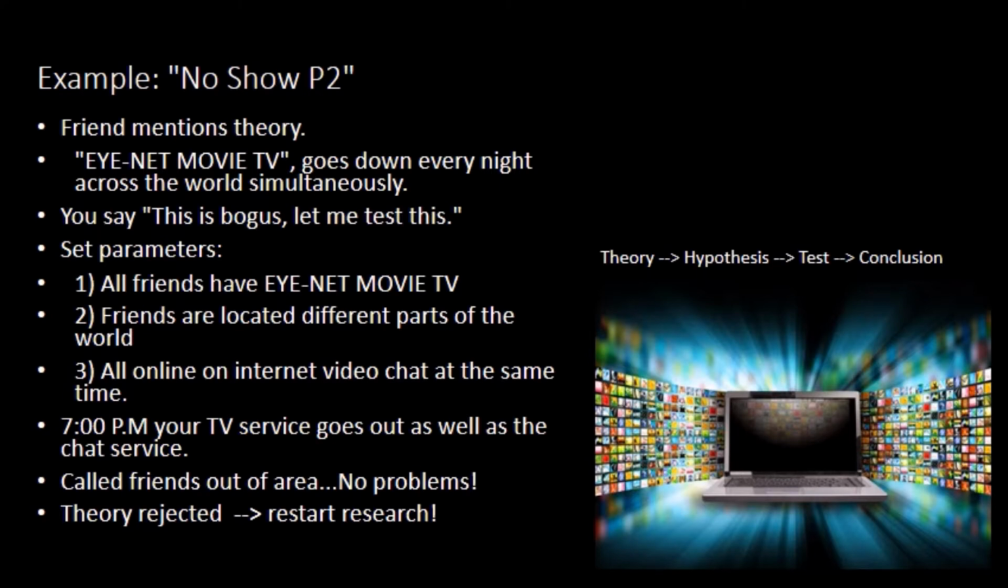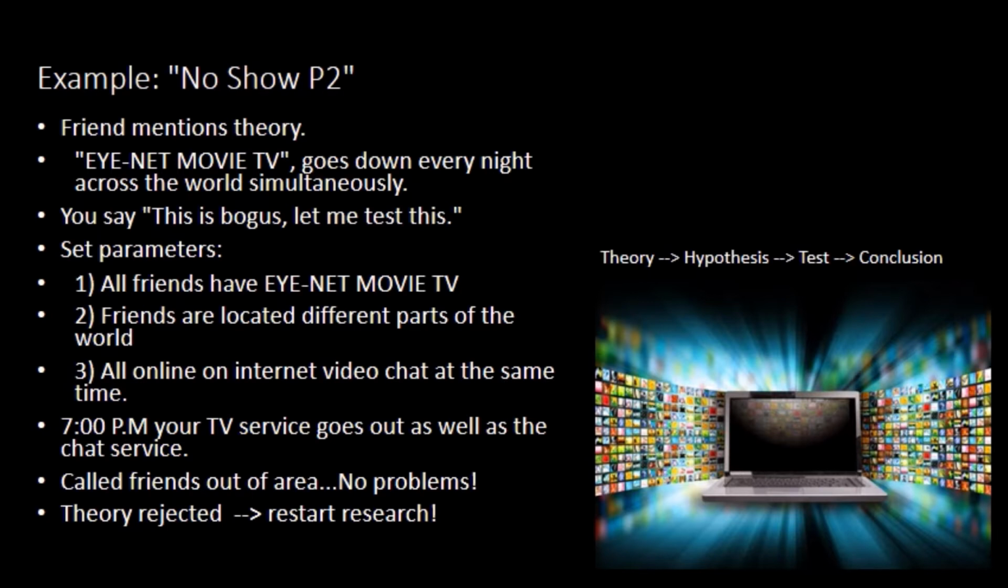So this is happening inherently. This is something that you do all the time. You just haven't documented it. You haven't written it down. So let's expose you to deductive reasoning and break this down into its parts. With this example, you start off with a generalized theory: iNet Movie TV goes down every night across the world simultaneously. You've got your theory, and you break it down into its parts to see if it holds true.